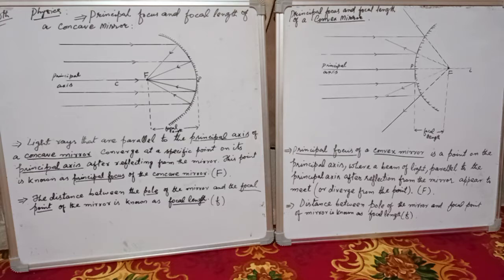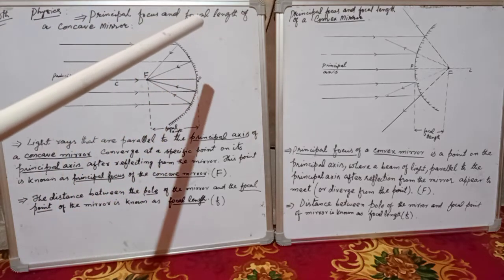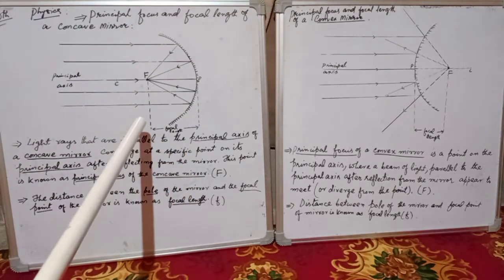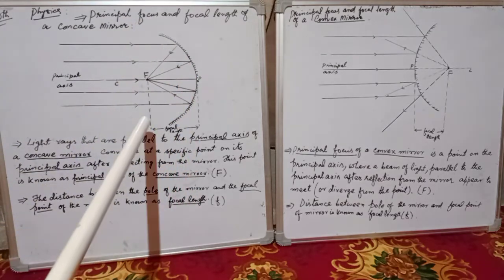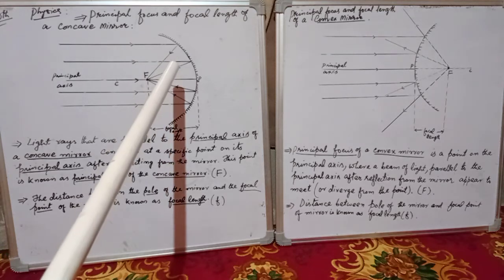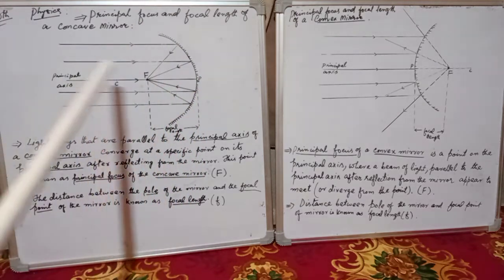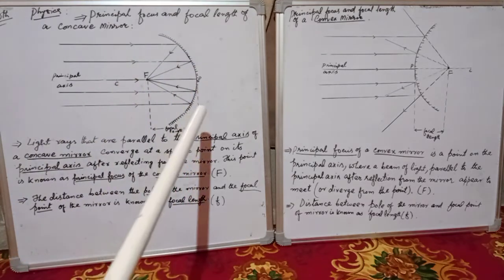Let us go straight to the topic, that is principal focus and focal length of a concave mirror. Here in this diagram, this is a concave mirror. You know that the concave mirror has the reflecting surface on the inner side. This is the inner side of the concave mirror and the outer side is polished.